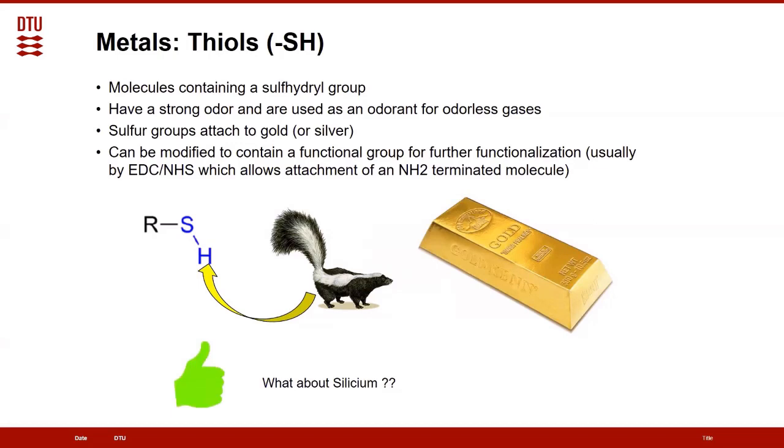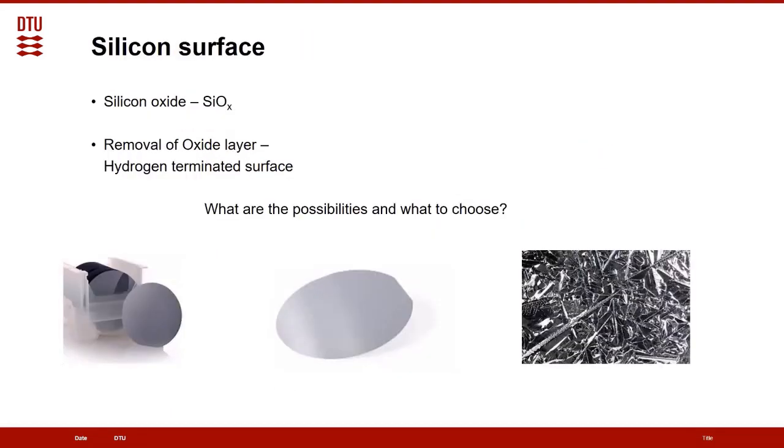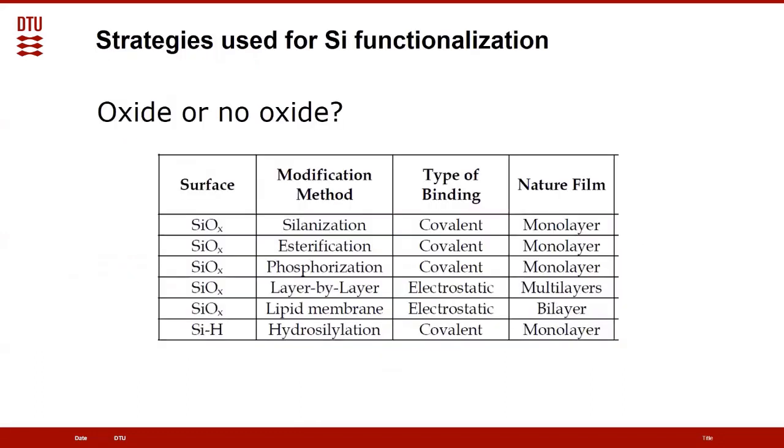This is really good for gold, but what about silicon? So let's look at the silicon surface. When working with silicon, you have the possibility of also working with silicon oxide, or you can remove the oxide layer so you have a hydrogen terminated surface. So what are the possibilities and what to choose? The strategies for silicon functionalization can be to use the surface as oxide or without the oxide. And there are two methods that I will go through.